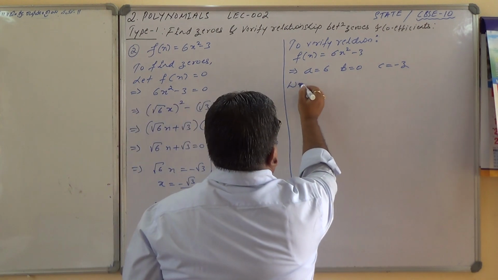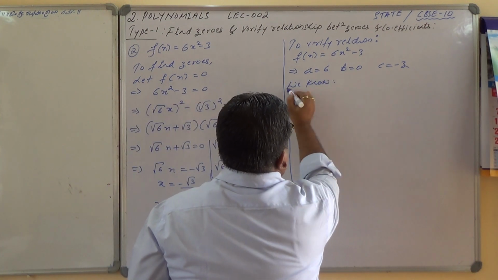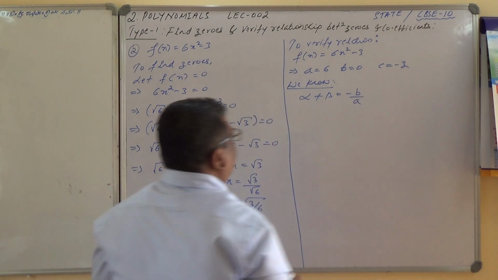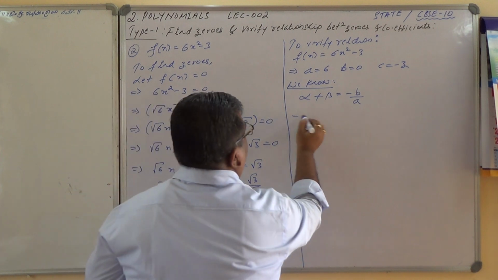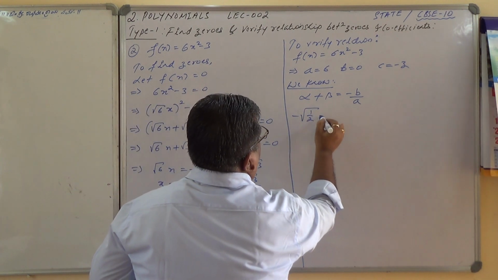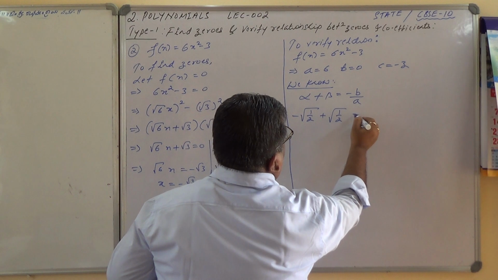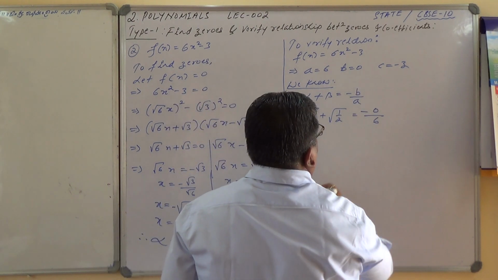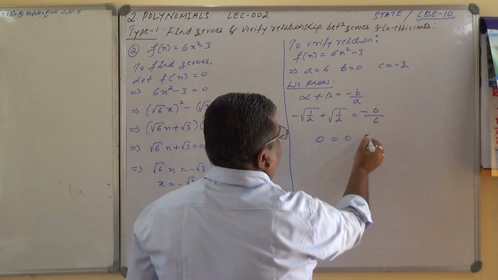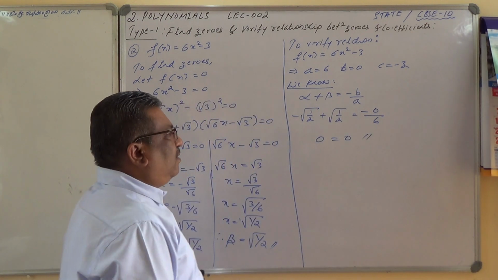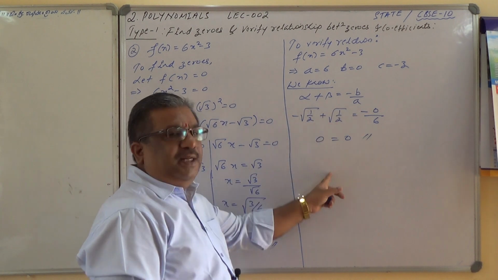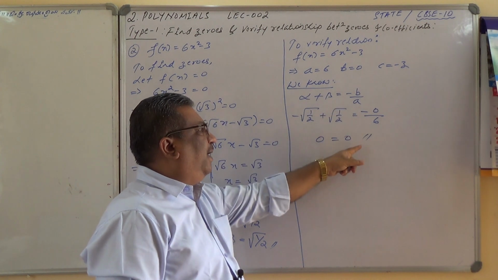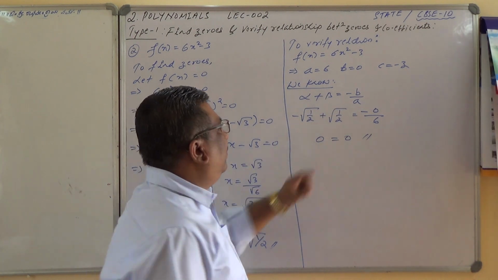We know that sum of zeros alpha plus beta equals minus b by a. What is alpha plus beta? Minus under root of half plus under root of half equals, what is minus b here? Minus 0 divided by a is 0. So this is 0 and this is 0, hence verified. Is it clear? I am simultaneously substituting the values of alpha and beta and minus b by a, hence 0 equals 0, hence verified.